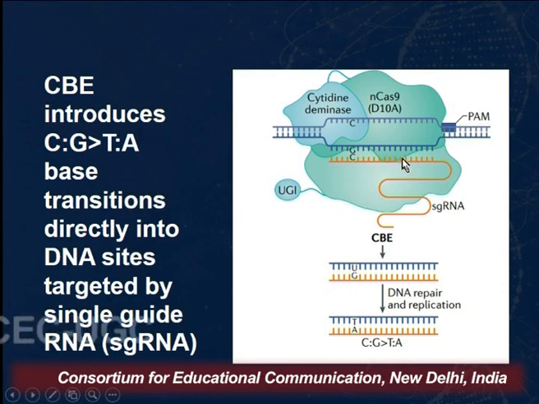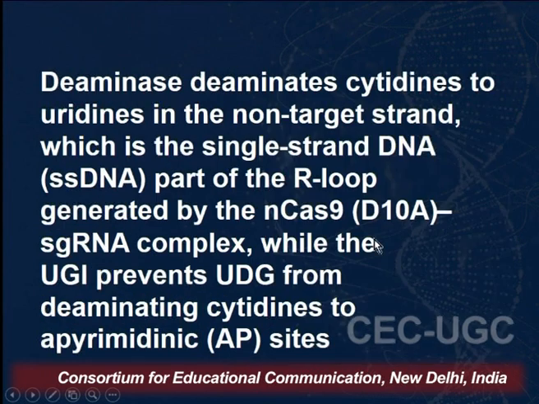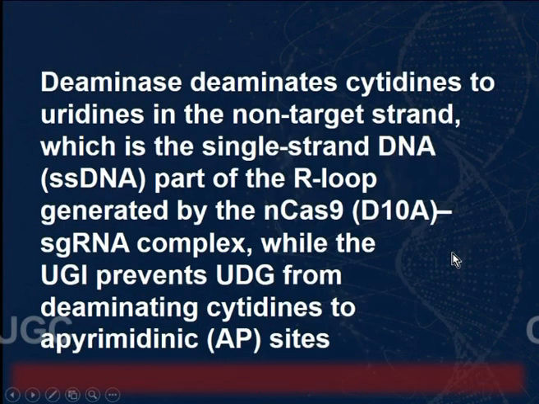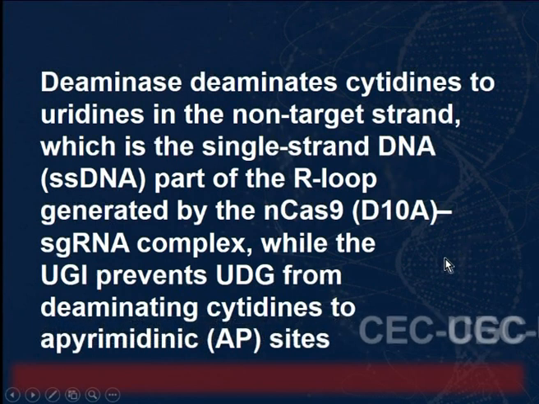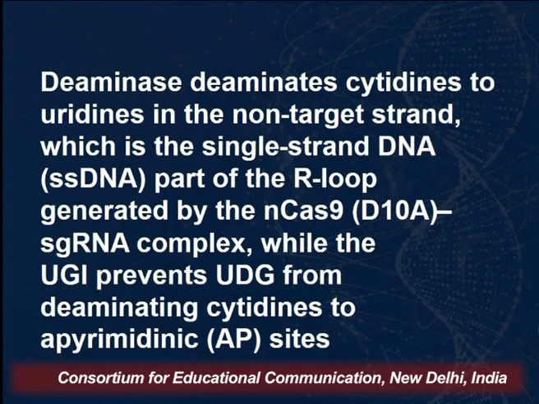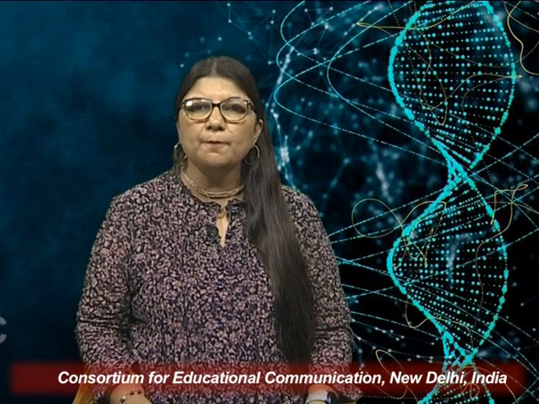So it goes and binds there, and because of this activity, the deaminase deaminates the cytidines to uridines in the non-target strand, which is the single strand DNA part of the R loop generated by the nCas9, which is mutated at the D10A position, sgRNA complex, while the UGI prevents the UDG from converting the uridines to apyrimidinic sites. So this is an important part.